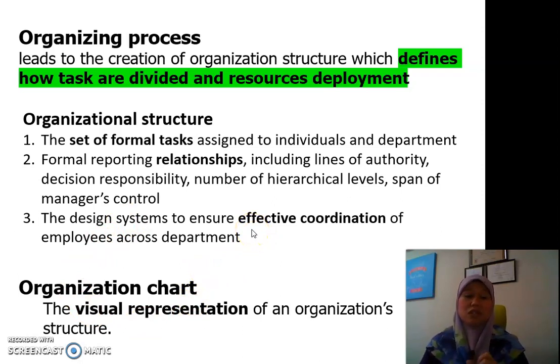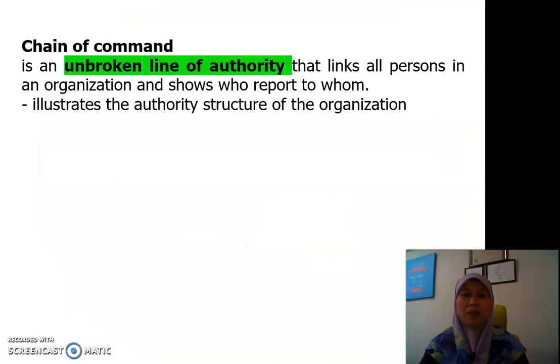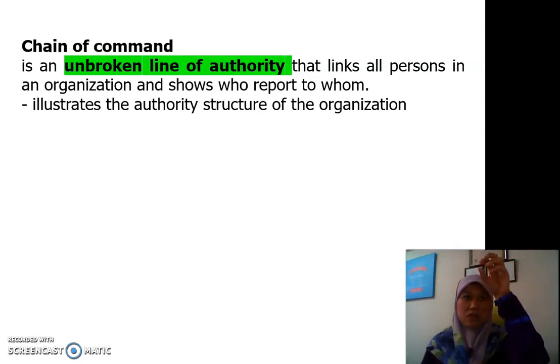The organization chart is a visual representation. By looking at it, you get an idea of what type of structure the organization has. These are examples of organizational charts; this is a typical one. In the organization chart, there is a chain of command, which means an unbroken line of authority from top to bottom. It is the way the command is delivered.